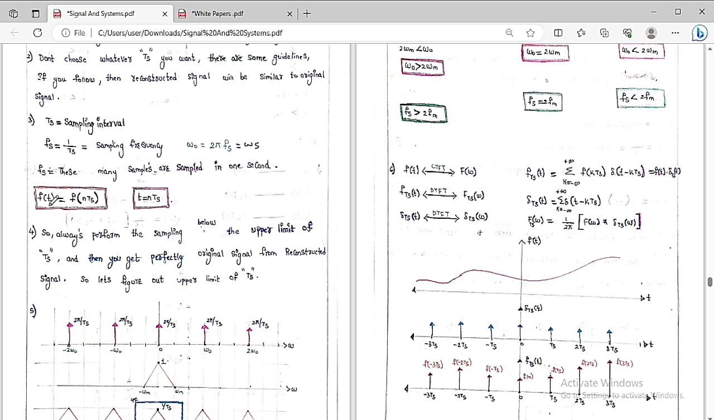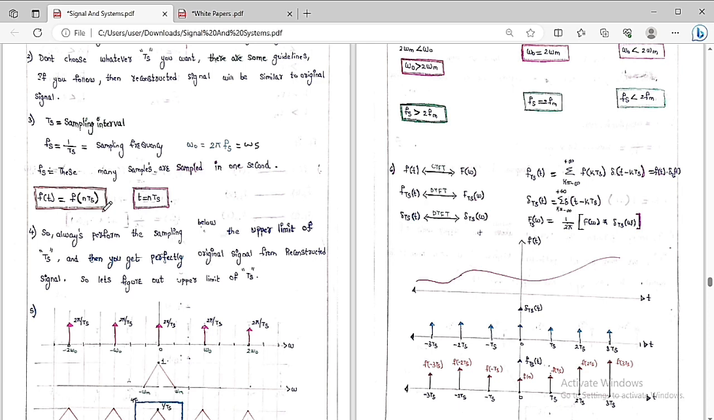Now f of t is a continuous time signal, but we are going to sample it. As we sample the signal, we write it in the discrete time domain, because if a continuous time signal is sampled with the delta, then the resultant signal will be discrete in nature. Then we can write f of nTs.